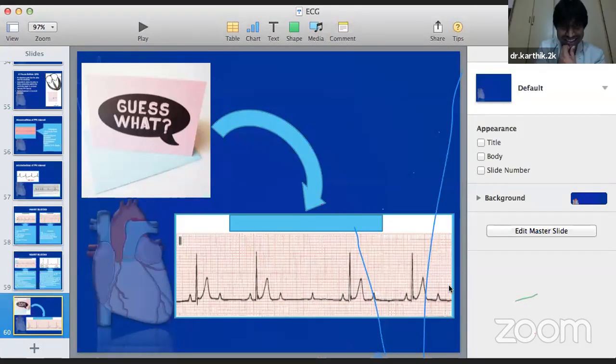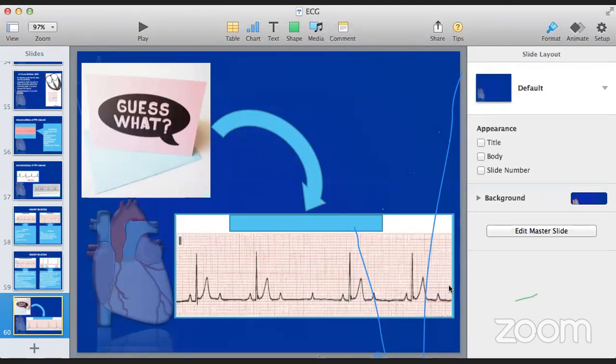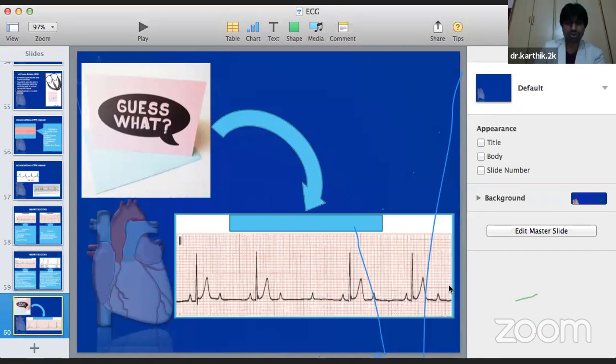Excellent question, sir. Very few people would point out this critical point actually. In fact, the atria also depolarize and repolarize. But when the atria are repolarizing, simultaneously the ventricles are depolarizing. So the electrical forces of the ventricles are so large that the atrial repolarization waves are buried under the QRS complexes. That is the reason why you would not be seeing an atrial repolarization.